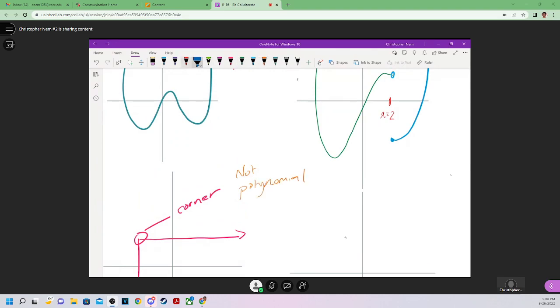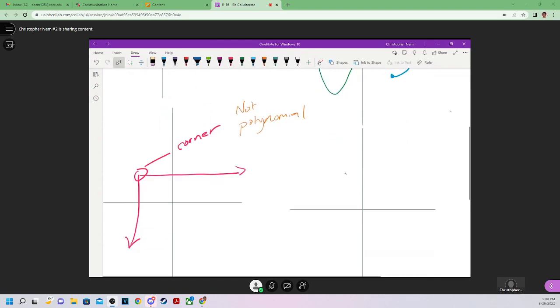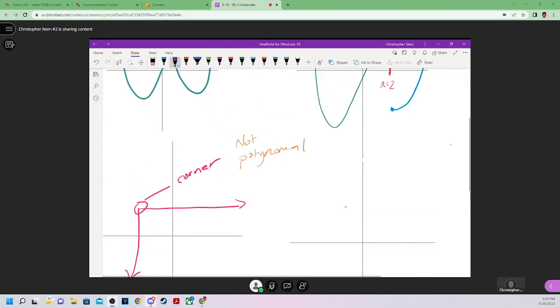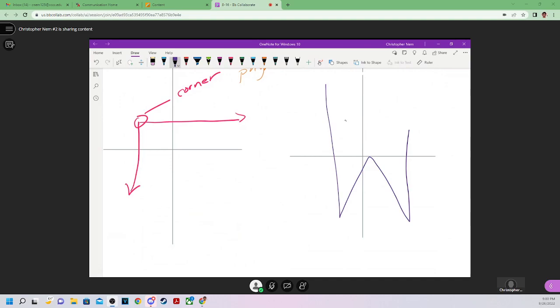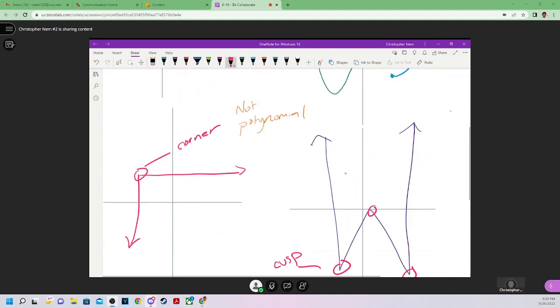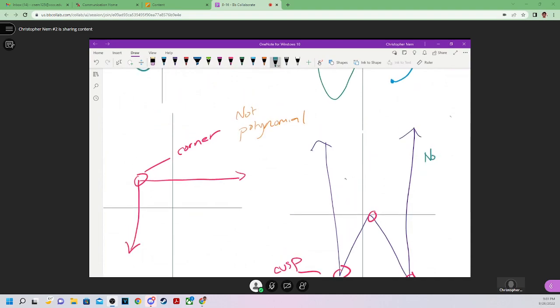If I were to instead have a cusp, it is still not a polynomial. So let's say instead of having this shape right here, I had this shape. We call these parts right here cusps. And you might notice a parent graph with the cusp, which is the absolute value of x. It has a cusp. So this is also not a polynomial because it has a cusp.